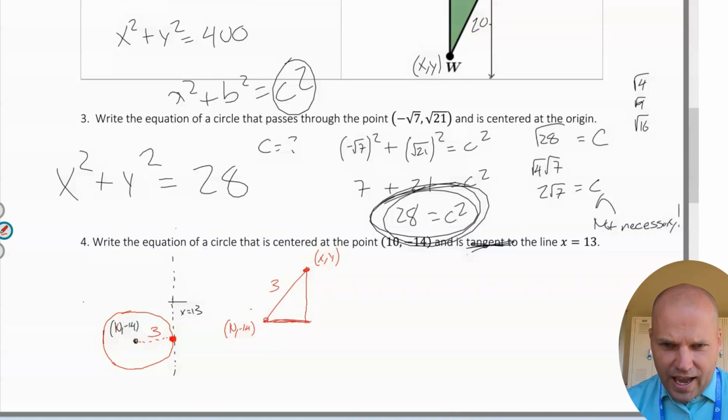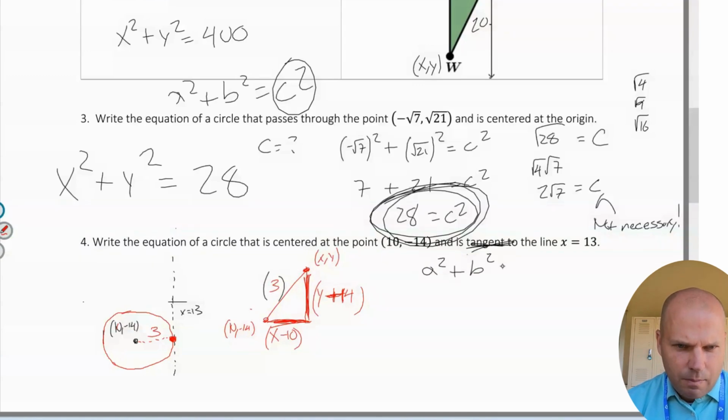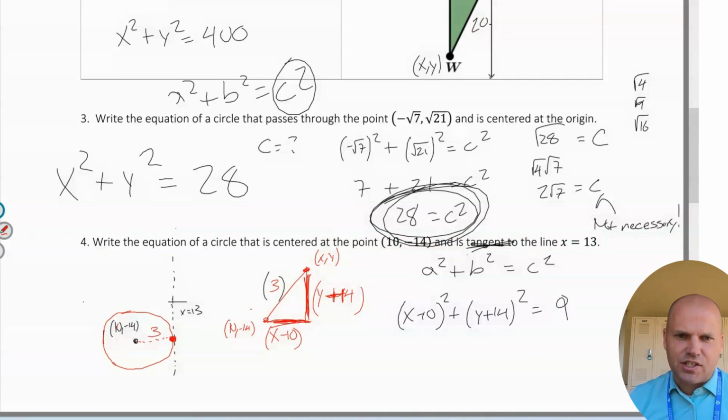Well, again, this x distance would be my x2 minus my x1, x minus 10. What is this y distance? y2 minus y1. Okay, well, that's plus 14. This is my y distance. What is my radius? 3. Combining this into my Pythagorean theorem, I get the equation of a circle that is centered at 10, negative 14, and it has a radius of 3.